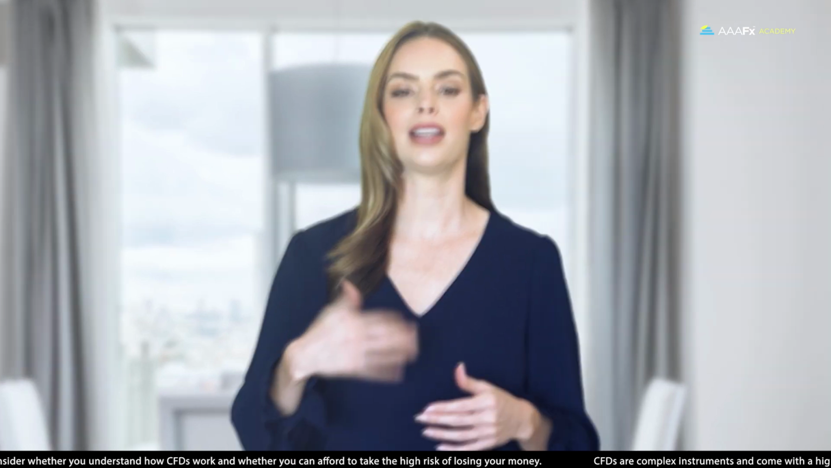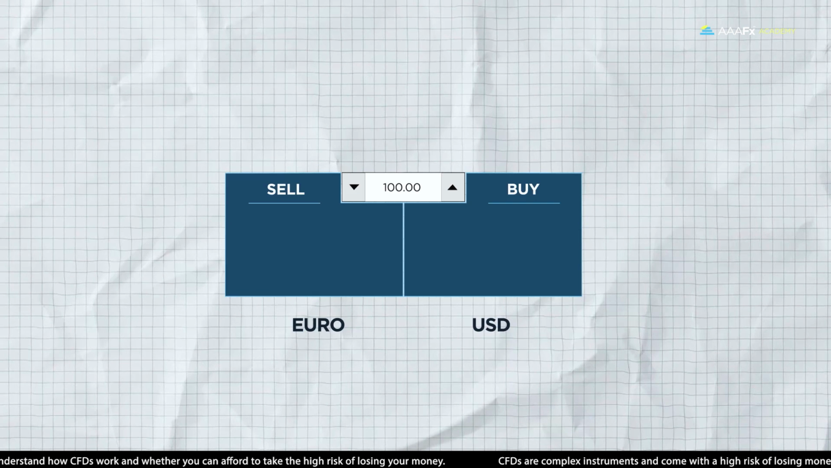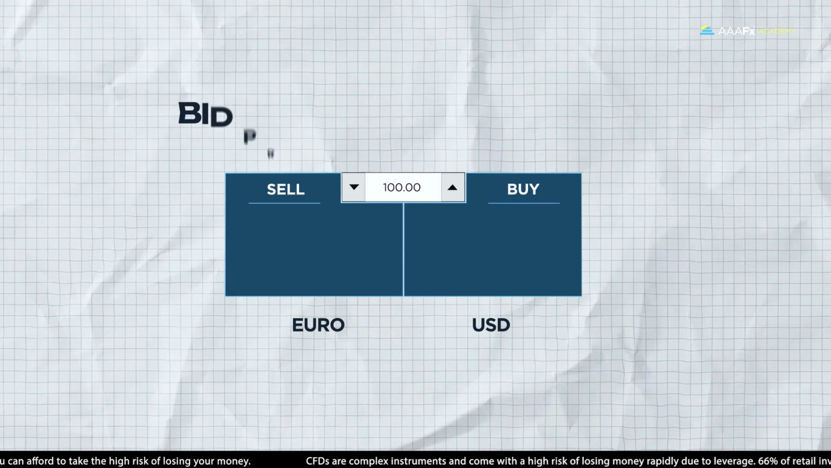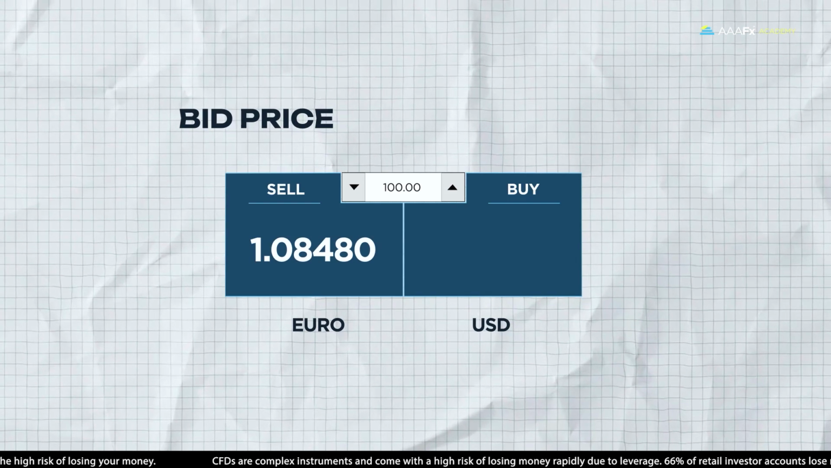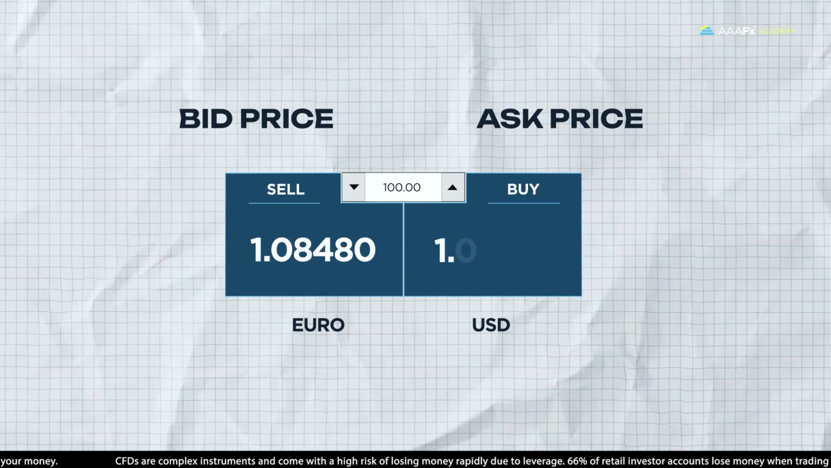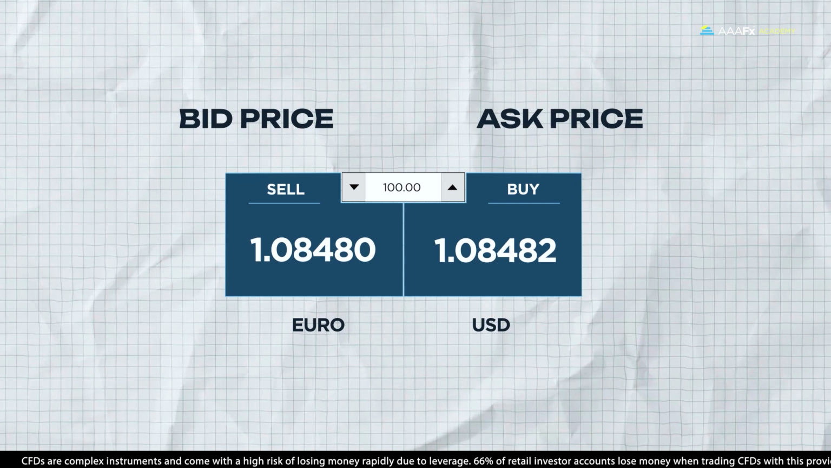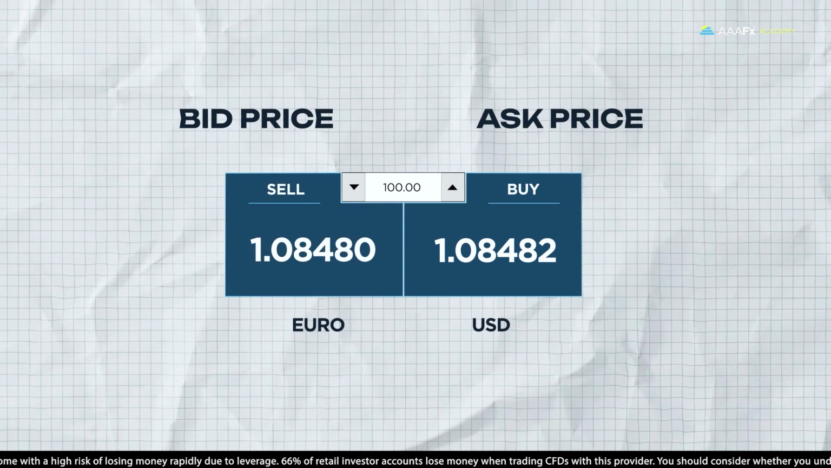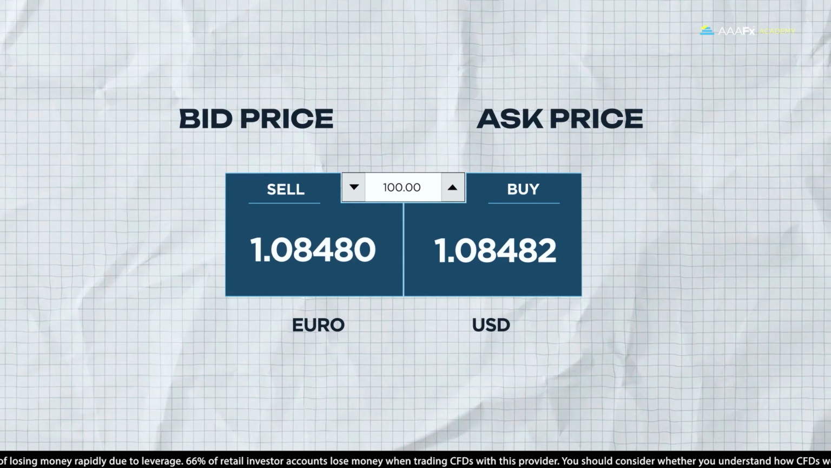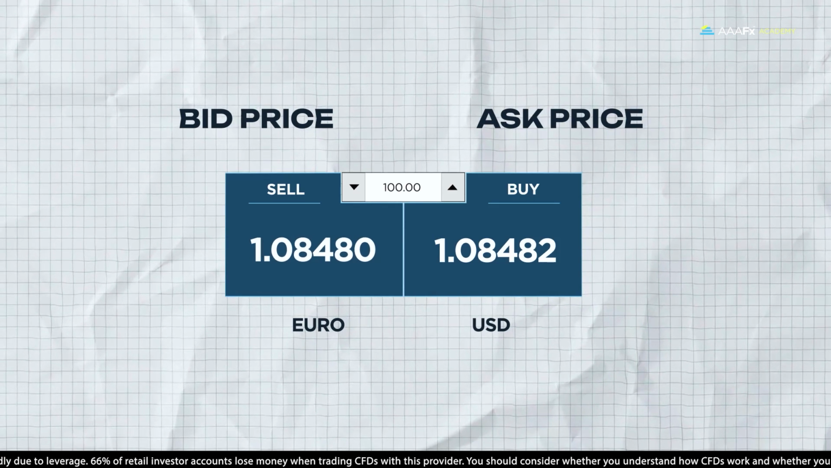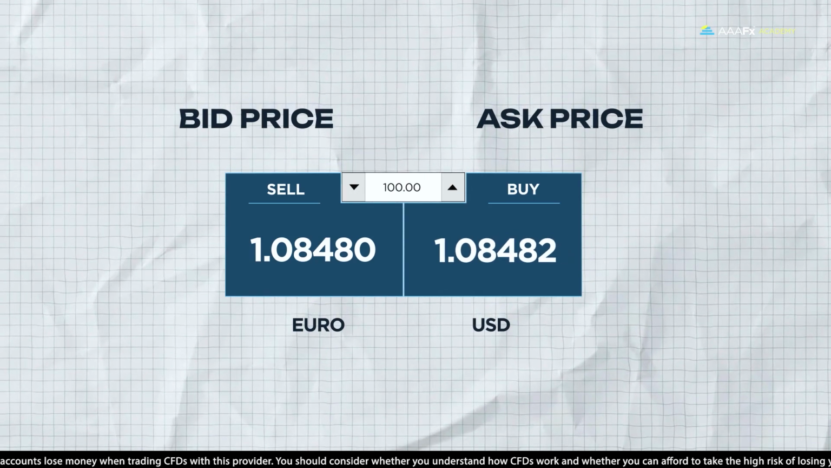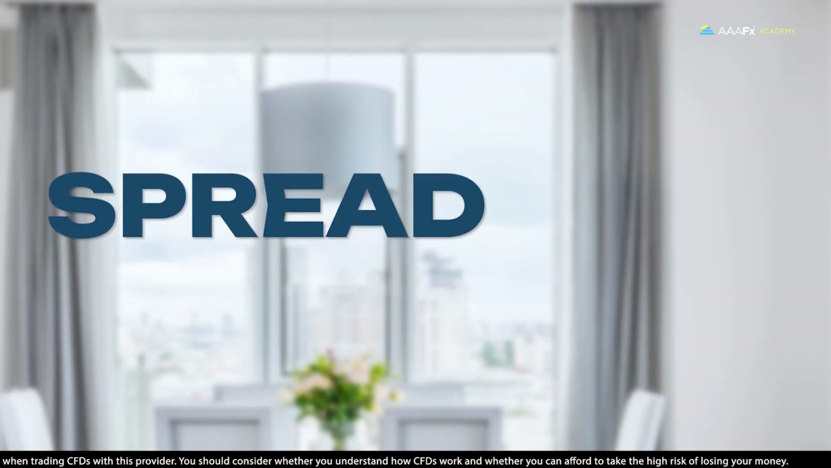Let's illustrate this with an example using the popular Euro-USD currency pair. If you see Euro-USD with a bid price of 1.08480 and an ask price of 1.08482, it means that at that moment, you can sell Euro-USD for $1.08480, the bid price, or buy Euro-USD for $1.08482, the ask price.